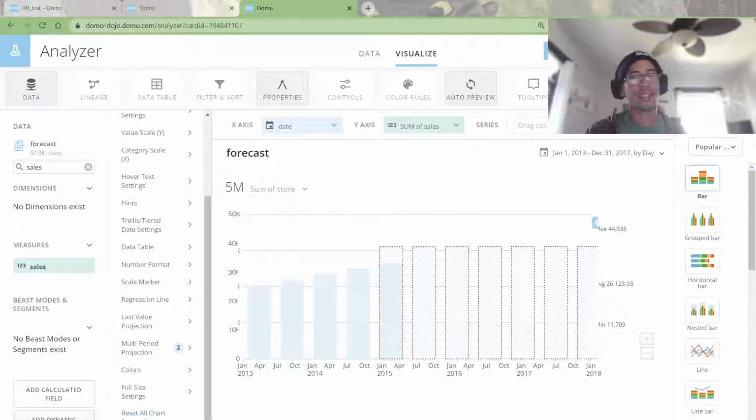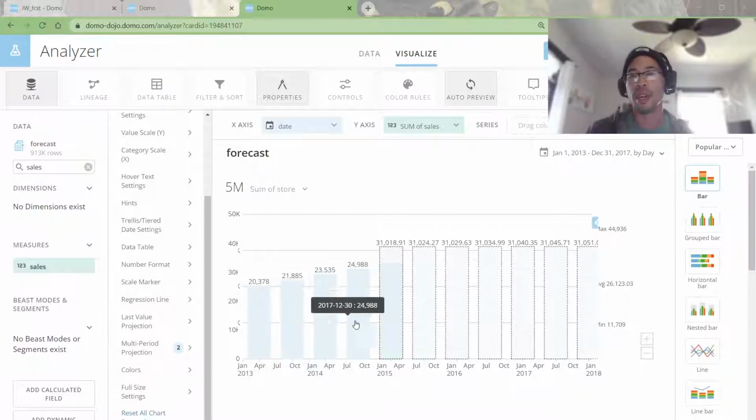Today, if you can't guess from the screen, we are going to be talking a bit about forecasting. Now, forecasting actually is built into Analyzer into a handful of the different chart types. You might look for multi-period projection, you might look for regression line or last value projection. All very powerful tools that try to help you predict the future.